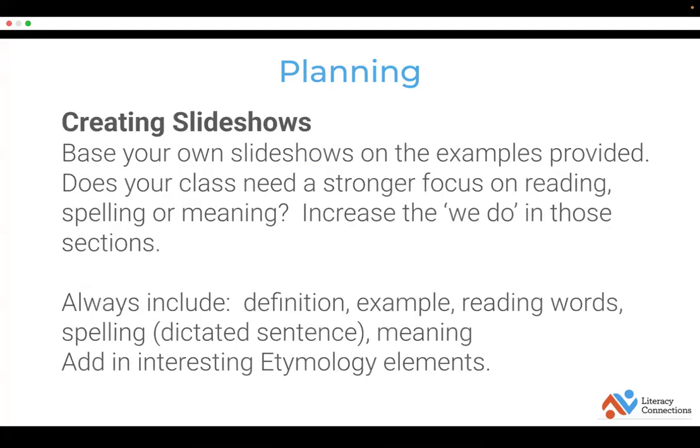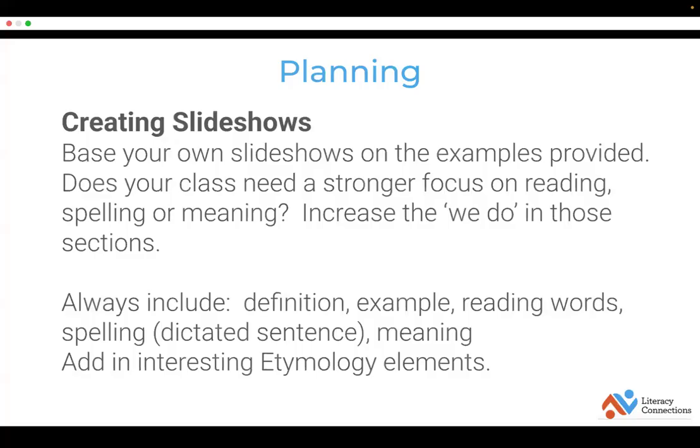Now, for every lesson, we encourage you to create a slideshow. It's just easier to manage the pace of the lesson and to provide illustrations that help, and words that you can read. So use the slideshows that we have created. We've got 12 there for you to use. And then for the other morphemes that you need to teach, just use those as a template and a guide.